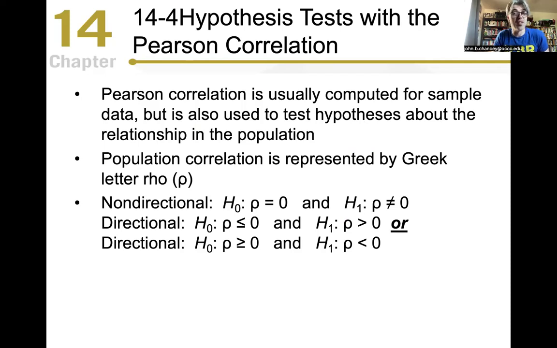If we want to specify the direction, will it be a positive or negative relationship, then we have to write out our alternative hypothesis in a different way. If we're saying it's a positive relationship, the null hypothesis says that rho will be either equal to or less than zero. The alternative says rho will be greater than zero. And then for a directional negative correlation, our null hypothesis says rho will be equal to or greater than zero, and the alternative says rho will be less than zero, which would give us a negative value.